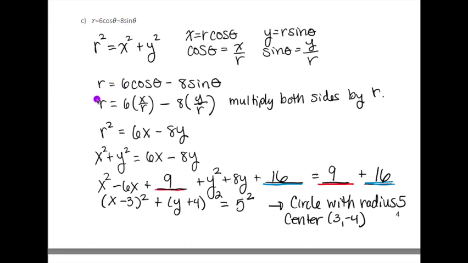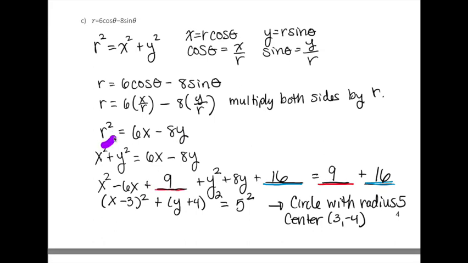So we start off with our original equation. We have r is equal to 6 cosine theta minus 8 sine theta. I'm trying to use these formulas up here to substitute for r's and thetas, so I have things in terms of x's and y's. So I'm going to replace cosine and sine with x over r and y over r. And this is what I get. Now, if I multiply both sides by r, I get r squared is equal to 6x minus 8y.